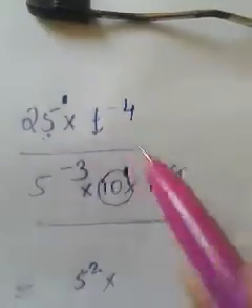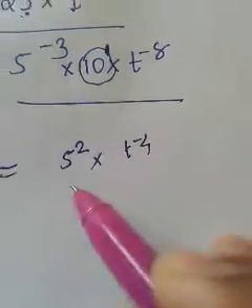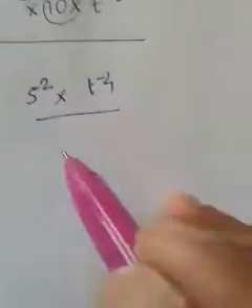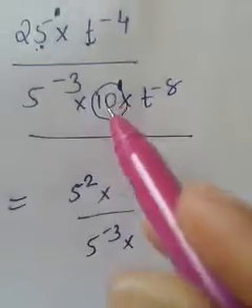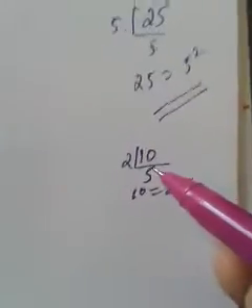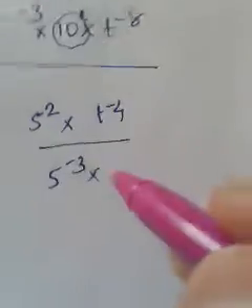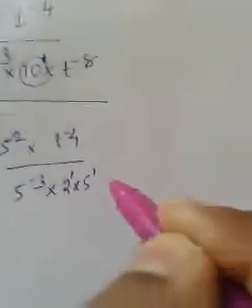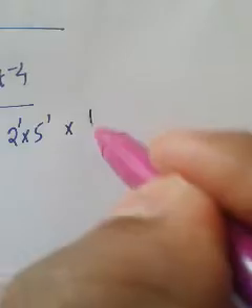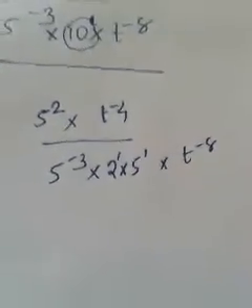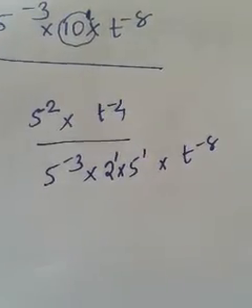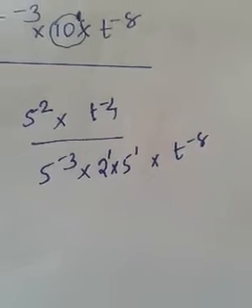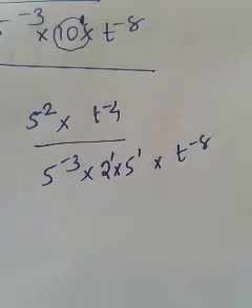Then into t raised to minus 4 as it is without any change. Divide by this 5 raised to minus 3 as it is without any change. Into 10, we can write it as 2 into 5, or 2 raised to 1 into 5 raised to 1 into t raised to minus 8 as it is. So all the remaining terms as it is, what we made changes on 25 and 10 only. Remaining all terms as it is without any change.